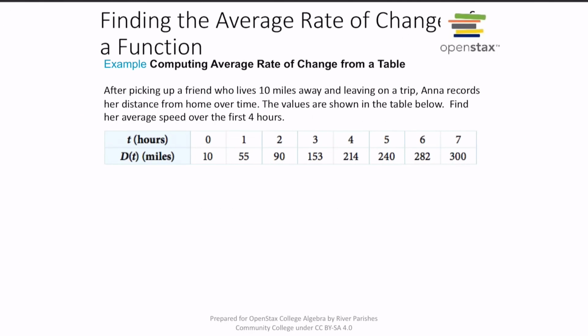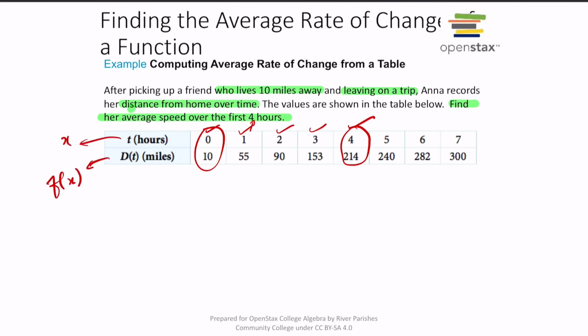So let's take an example and try to find the average rate of change. What is given in the question? After picking up a friend who lives 10 miles away and leaving on a trip, Anna records her distance from home over time. The values are shown in the table below. They're asking us to find her average speed over the first 4 hours. Remember the term 4 hours. So this is 0 hours, first hour, second hour, third hour, fourth hour. This is the one value that we want, and this is the second value. Here t represents x, and d of t represents f of x.